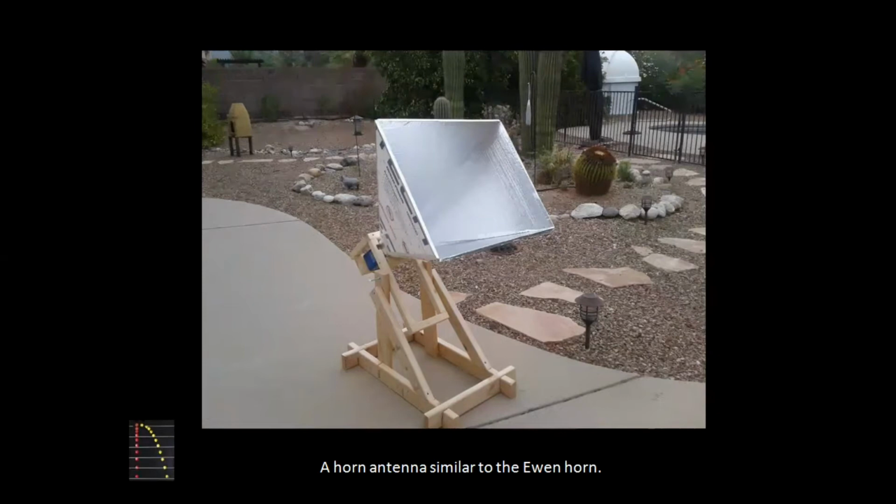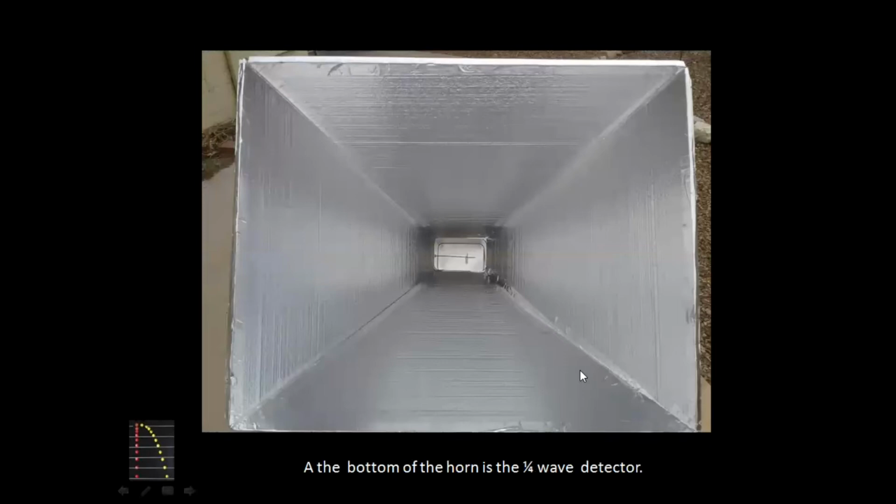This is looking down at the business end. Now, what's interesting is all radio telescopes, the detectors are all the same. This is the detector, that piece of wire. All right, this is a quarter wave detector, so it's a quarter wave antenna cut for the frequency that we're interested in. And this can becomes the resonant cavity.